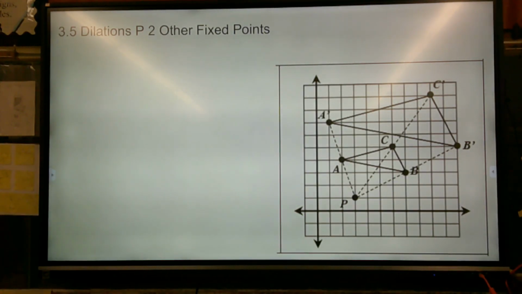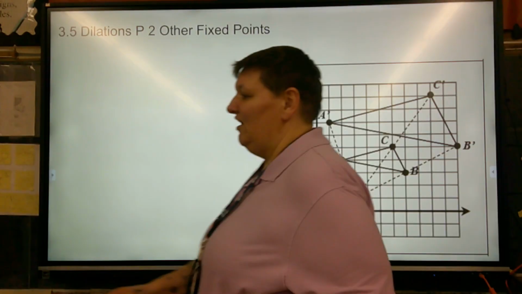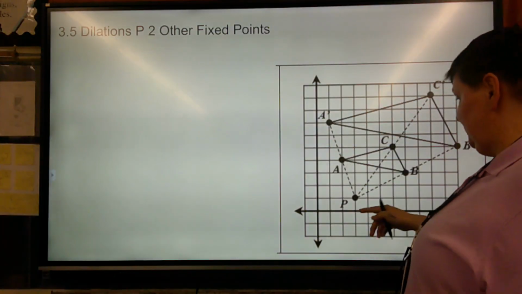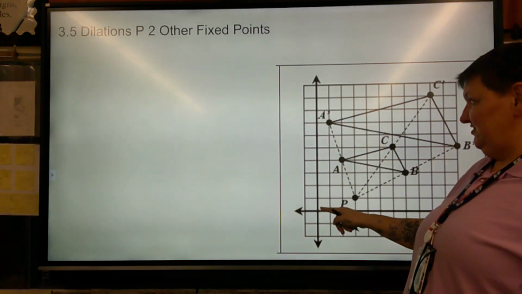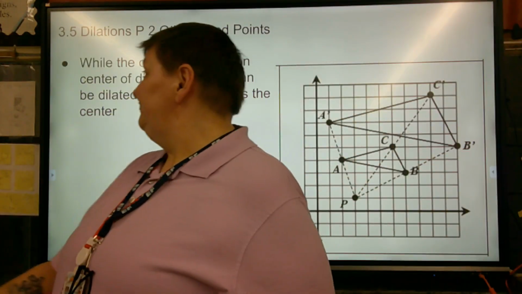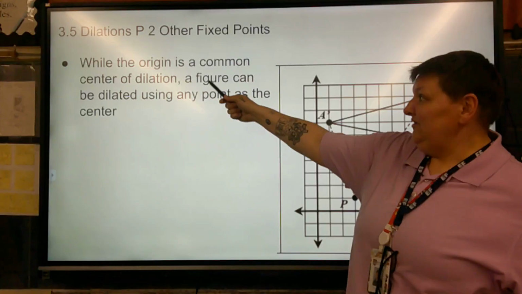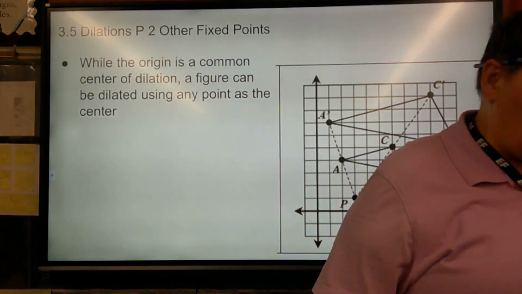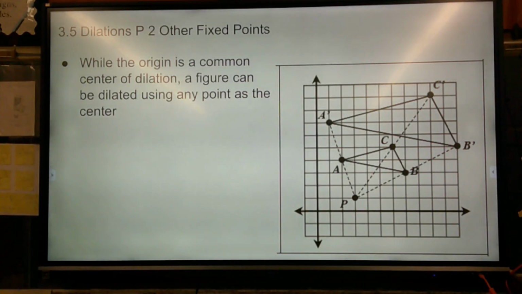Alright, so 3.5, dilations part 2, other fixed points. What do we do if the origin is not our center of dilation? While the origin is the common center of dilation, technically you can use any point on the coordinate plane. It doesn't have to be the origin. For example, in the picture on the right, P is our center of dilation, and P is (3, 1). So the center of dilation can be anything.